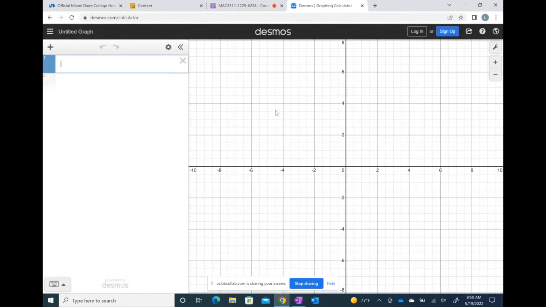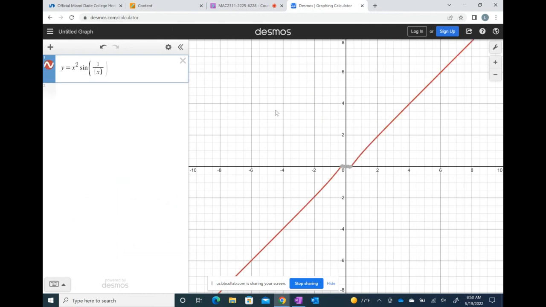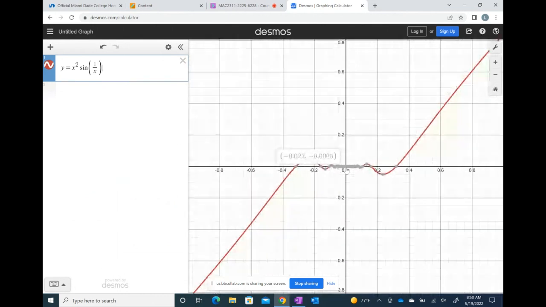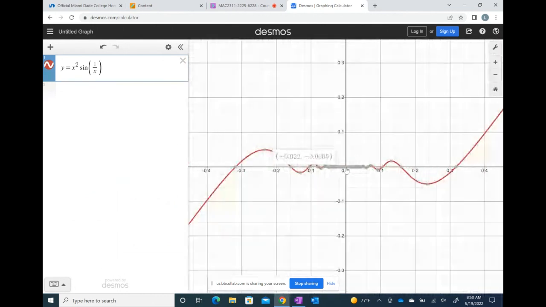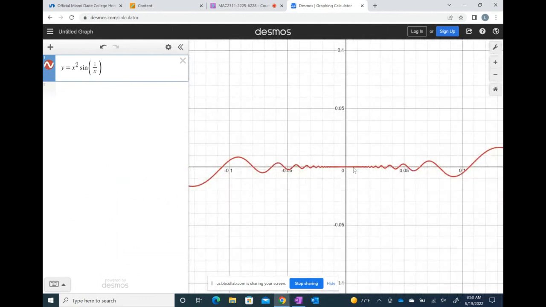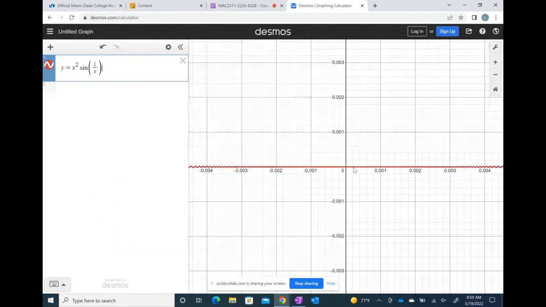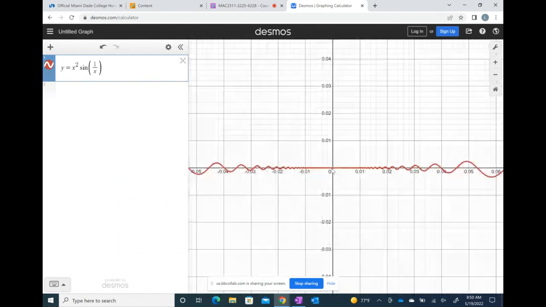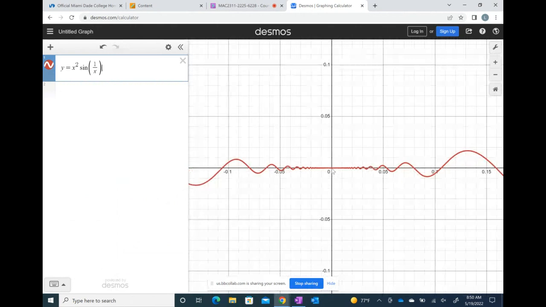Okay, so our function is y equals x squared times sine of 1 over x. This is our function. Notice how it wants to behave badly, but when it gets close to 0, it starts to already behave like a good boy. Anyways, so that's the function that we want to analyze.